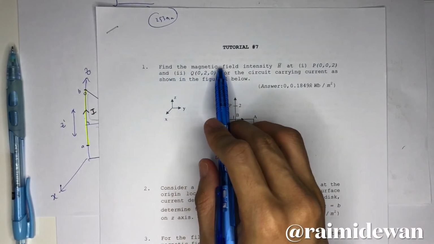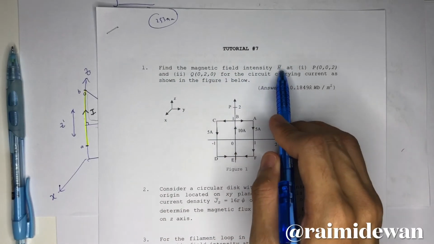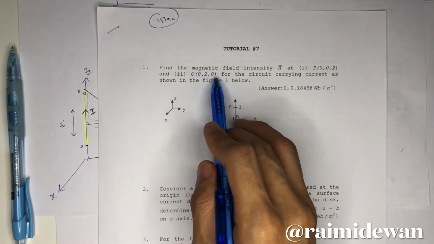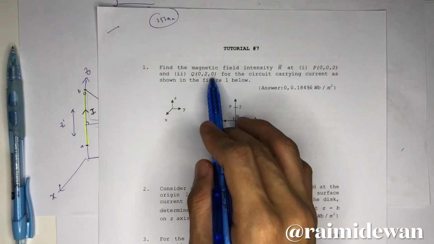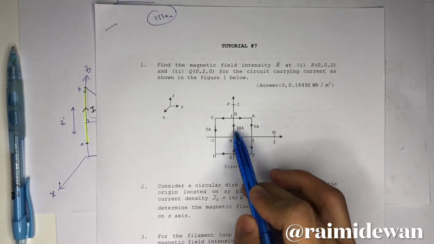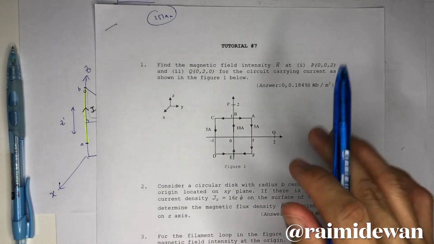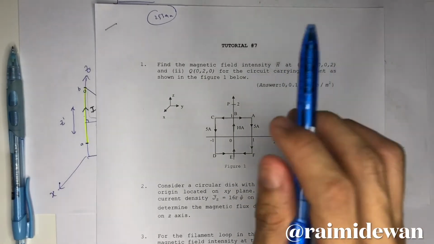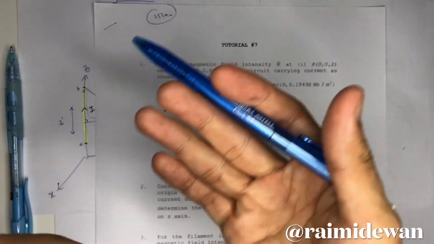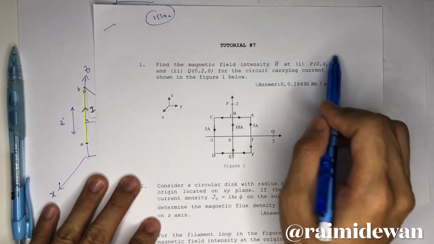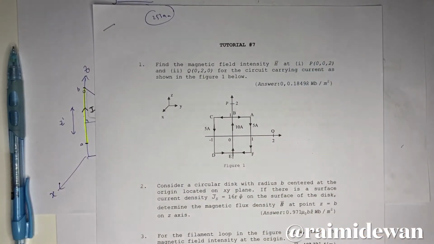Find the magnetic field intensity H at P(0,0,2) and Q(0,2,0) for the circuit carrying current as shown in the figure below. So this is your circuit carrying current, and you can see the direction. I don't want to solve for all cases, so let's just discuss. Discuss means I will not provide the exact equation from A to Z, just for your understanding. So we discuss point (0,0,2).